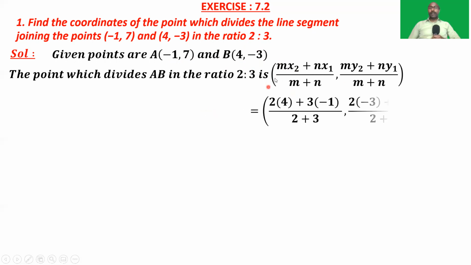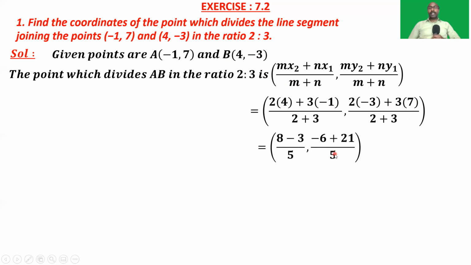Then we get m is 2 into x2 is 4 plus n is 3 and x1 is -1, by m plus n, 2 plus 3, as well as m is 2 and y2 is -3 plus n is 3 and y1 is 7, by m plus n, 2 plus 3. So from this we can write 2 4s are 8 plus 3 into -1 is -3, 2 minus 3 is -6 plus 7 is 21. So that is 8 minus 3 by 5, minus 6 plus 21 by 5, which is equal to 5 by 5 and 15 by 5, which is equal to 1, 3.